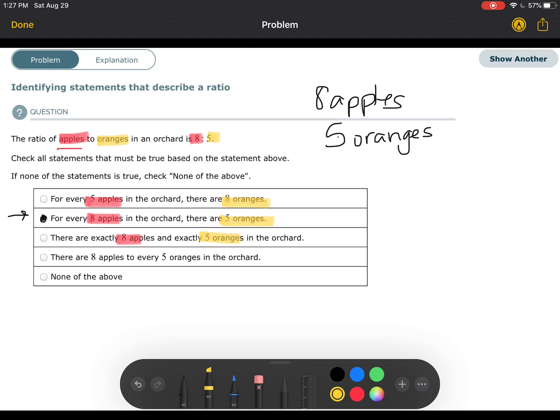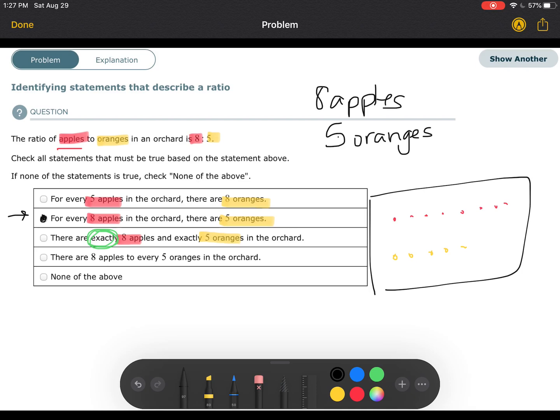These numbers are correct, but does this mean that this is what it's asking you to put? No, it does not. So let me explain to you what word in here makes this wrong. Okay. So it says there are exactly. That means that there are literally only 1, 2, 3, 4, 5, 6, 7, 8 apples, and then exactly 1, 2, 3, 4, 5 oranges in the whole orchard.